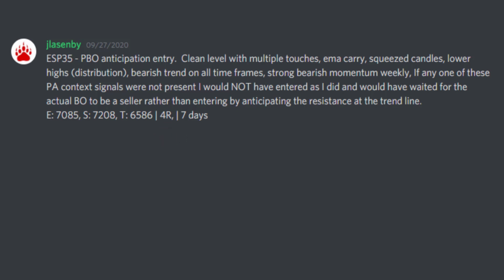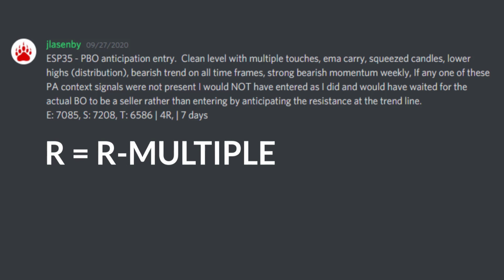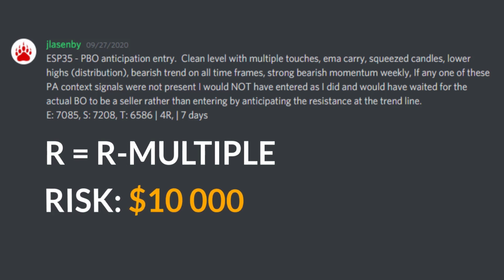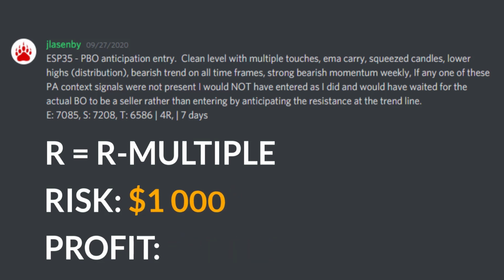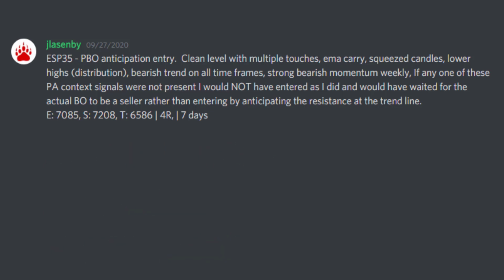To put that into perspective, R refers to R multiple, and that means that if you were to risk $10,000 on this trade, you would have made a $40,000 return. If you risked $1,000, you would have made $4,000, and if you risked $100, you would have made $400 on this trade.